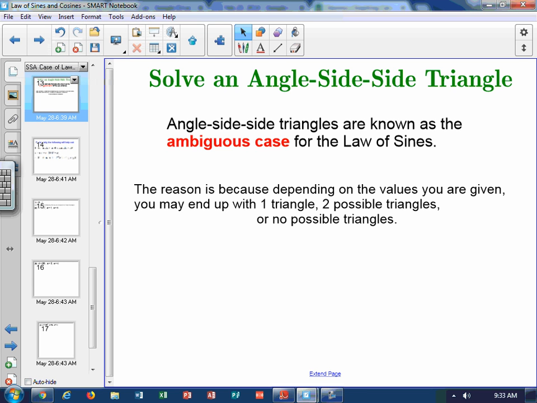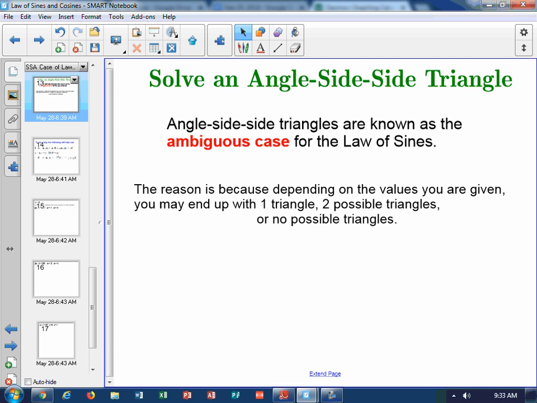Alright, in this video we're going to take a look at how to solve an angle-side-side triangle using the law of sines. Angle-side-side is also known as the ambiguous case for the law of sines. It's called that because depending on the values you're given, you may end up with one triangle, two triangles, or no triangles. And while there are quicker ways to check, I'm not going to cover those in this video, because I'm going to come up with a generalized way of answering these questions.